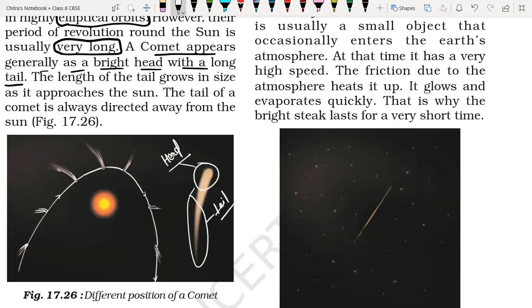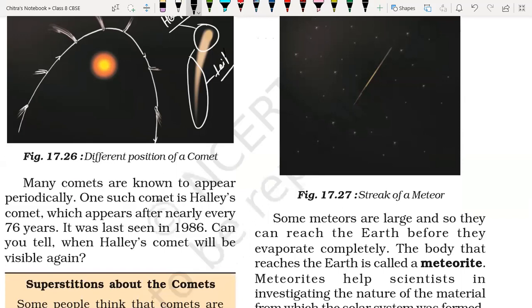The length of the tail grows in size as it approaches the sun, so its tail appears very long when it approaches the sun. The tail of the comet is always directed away from the sun. Do remember this, all are very important points. Many comets are known to appear periodically. One such comet is called Halley's comet, which appears generally after every 76 years.